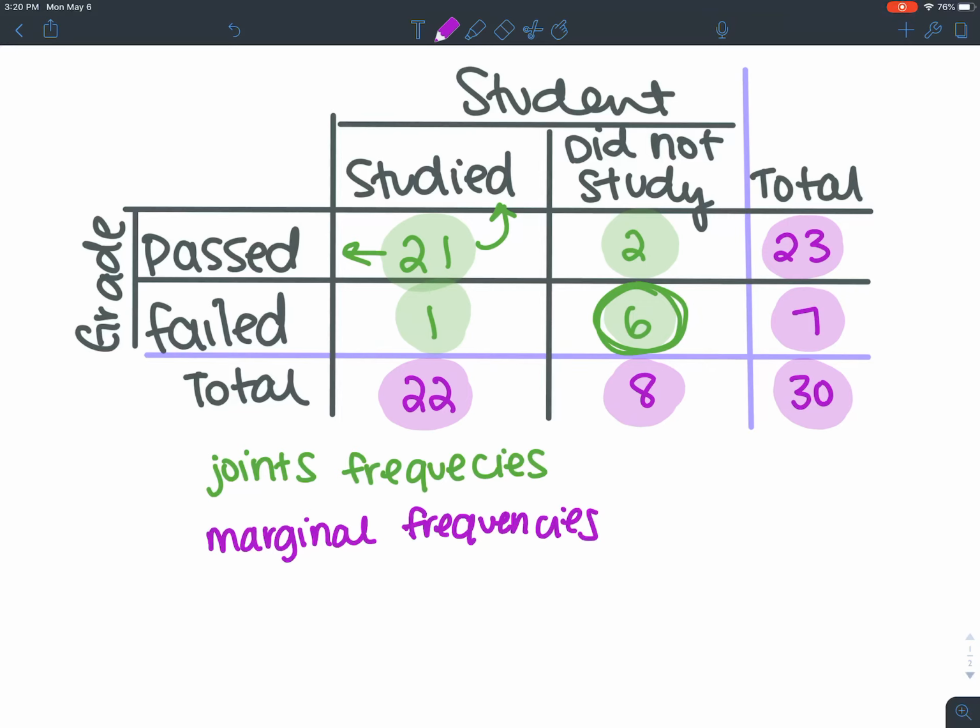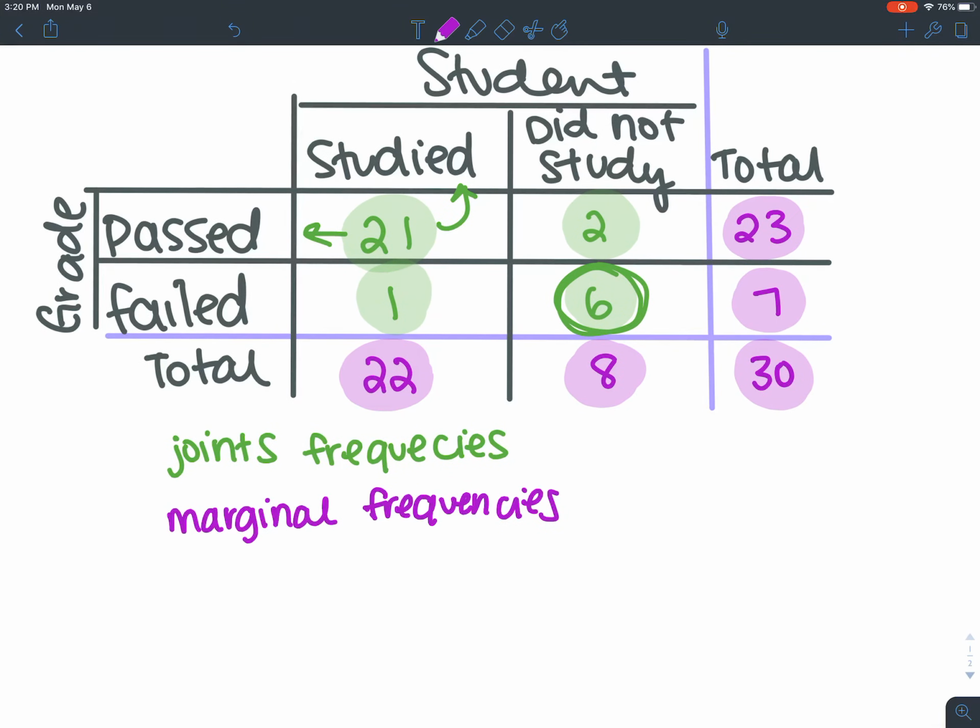So in order to get this 22, I'm going to add 21 plus 1 is 22. 2 plus 6 is 8. So we can do that vertically. We can also do that horizontally. So 21 plus 2 is 23. 1 plus 6 is 7. And so just an example of how you would interpret this, you would say that 7 people failed or 8 people did not study. And then this 30, I call this your total. And it's the total number of participants or people you surveyed.